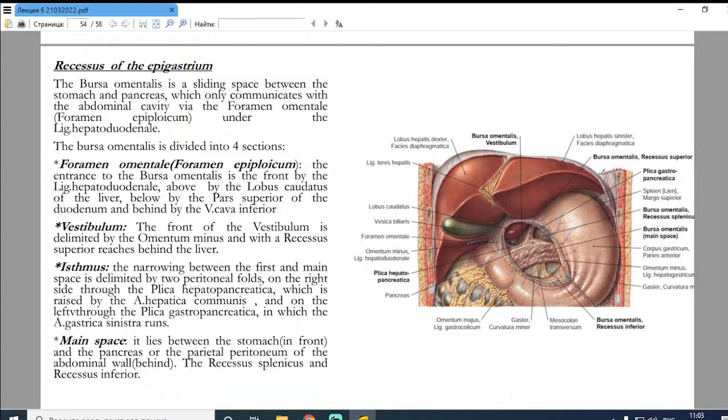The narrowing between the vestibulum and the main space is limited by two peritoneal folds: on the right side the plica gastropancreatica, which is raised by the arteria hepatica communis, and on the left the plica gastropancreatica, in which the arteria gastrica sinistra runs. Then the main space.